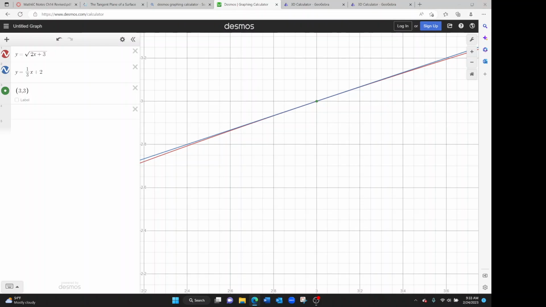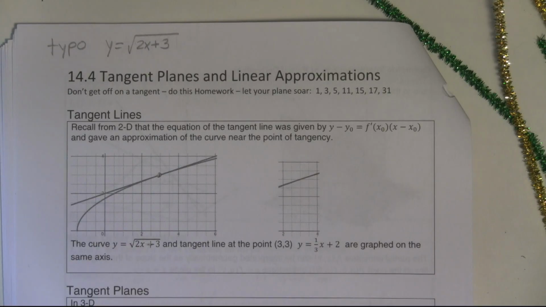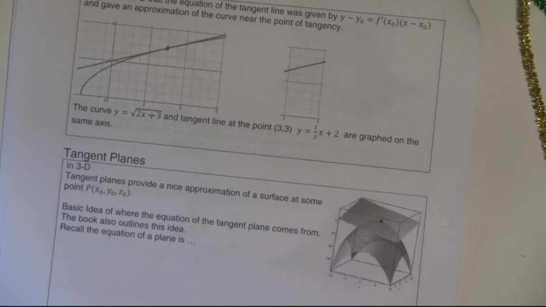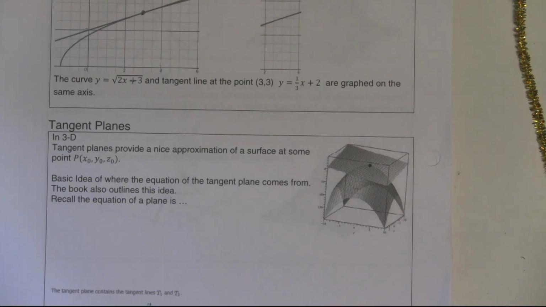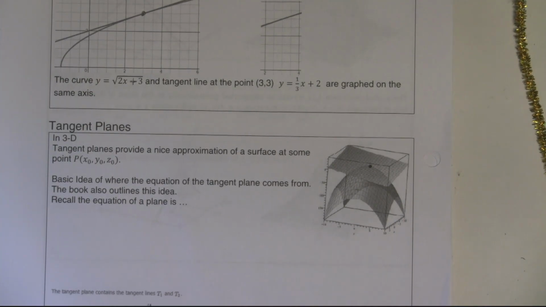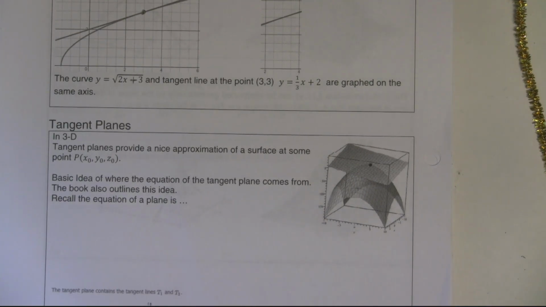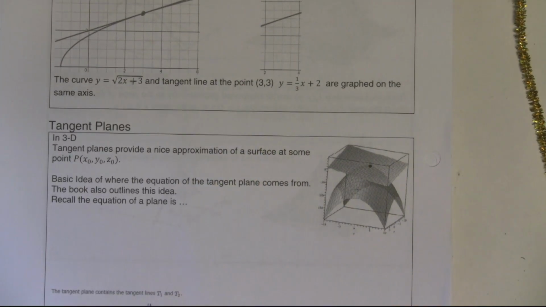So now I have to get over my mouse onto this screen in order to go back to paper view. We're having surfaces, and the tangent plane would provide us with a nice approximation of a surface at some point on that surface, x naught, y naught, z naught. The basic idea here is so that you can see where the equations come from, just to get a general idea of it. Your book also goes over it. There's a little bit of hand waving here.